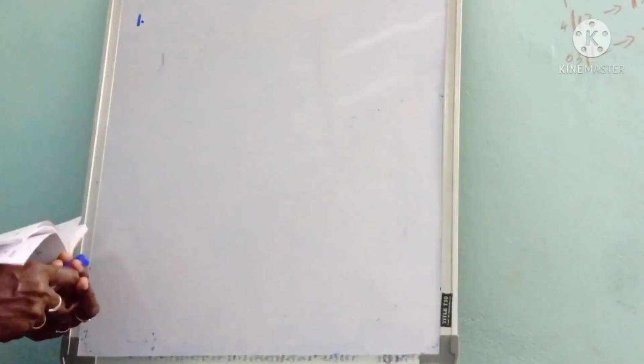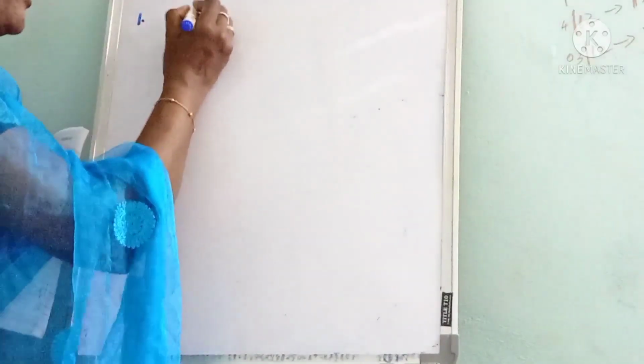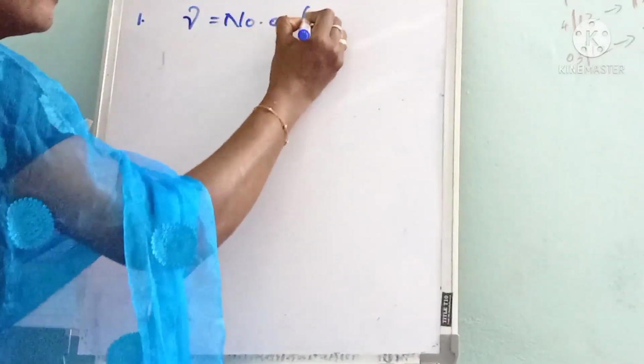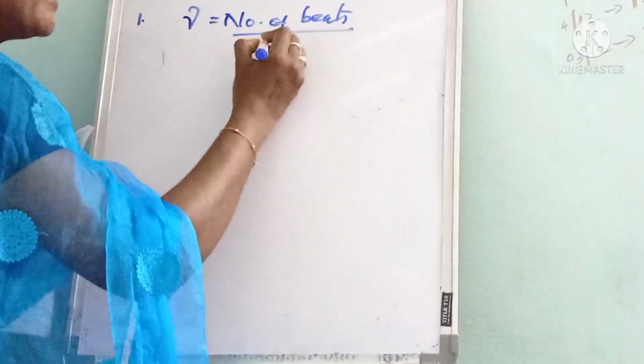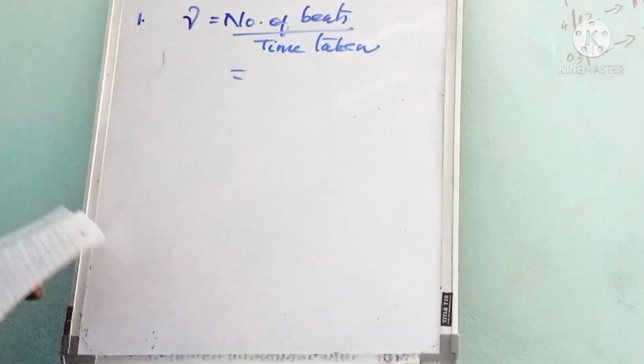You know what frequency is: the number of beats per minute, how many times our heart beats in a minute. That is the beat frequency. So the beat frequency nu is equal to the number of beats divided by the time taken.